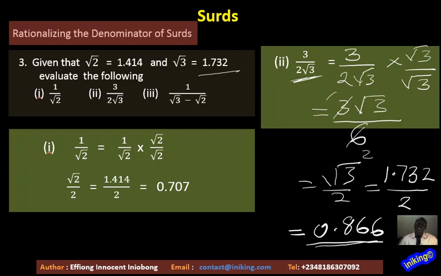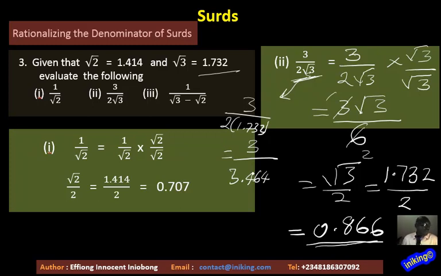If we had attempted to first and foremost substitute into this, we would have arrived at something like this: 3 divided by 2 into 1.732, being the value of root 3 there. And if you had gone further, you would have locked yourself in this prison, where you would have had 4, 6, 4, and then 3. And of course, you can't divide this without a calculator.